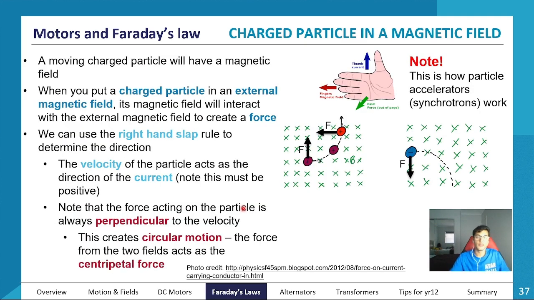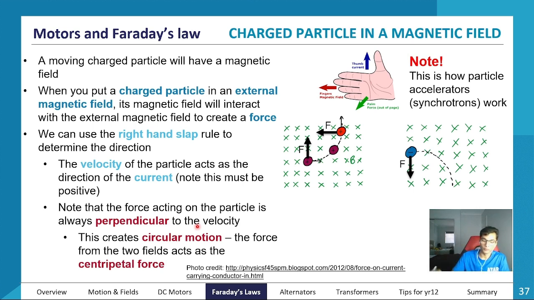The second application of the right-hand slap rule is when we have a point charge. What we can do is put an electron or a proton in a magnetic field. And what that does is induce some sort of force, because again, there are two fields interacting. The first field is the magnetic field, and the second field is the electric field, or the point charge.